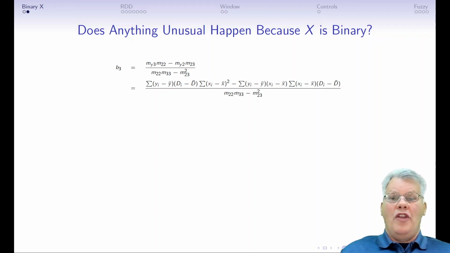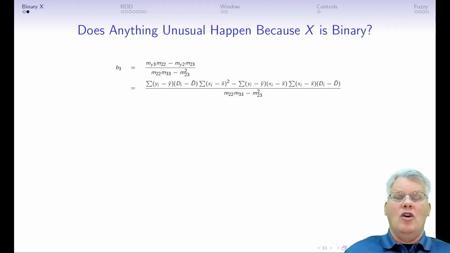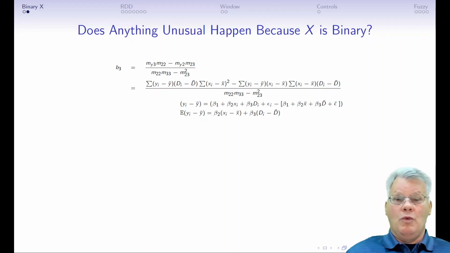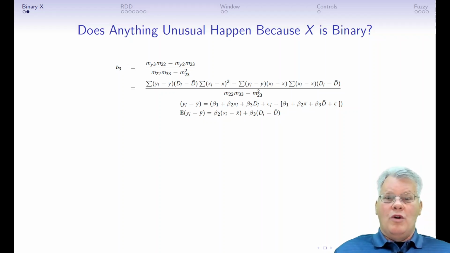So I took on the right-hand side Verbeek's notation for the OLS estimator, and then I expanded it out in the second row. I expanded the numerator from the M notation into conventional deviation notation of yi minus y bar, di minus d bar, just so we can see more carefully what's going on when we do this. So I would remind you of a couple of expansions.